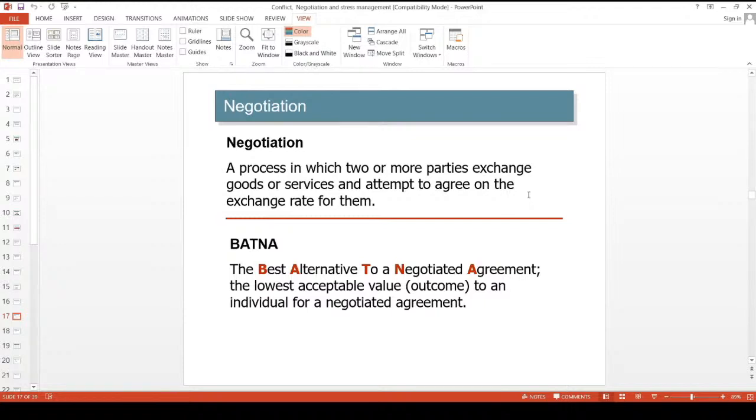Let's discuss another important term, negotiation. Functional managers, strategic managers, and project managers should always have good negotiation skills. And believe me, if they have good negotiation skills, they can compete anywhere and satisfy all of their stakeholders. So good negotiation is a very important component of a manager's personality in order to become more successful in organizational settings. So what is negotiation? It is a process in which two or more parties exchange goods or services and attempt to agree on the exchange rate for them.